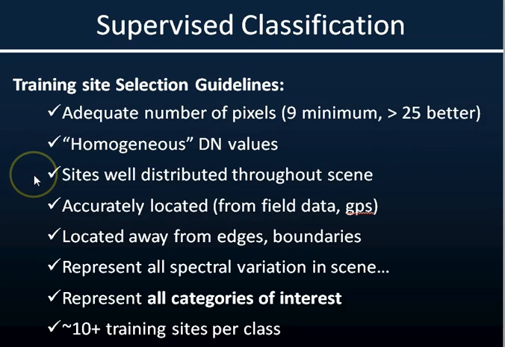Again, just like with GCPs, you'd like to have them distributed throughout the scene, and that's because the atmospheric conditions or the illumination may be slightly different in different parts of your image, especially if you have images that cover a large geographic area. So say, for example, you're trying to grab spruce fir forests and you see them on the eastern side of a mountain, you also want to have spruce fir pixels to train with from the western side of the mountain, because they will look different just because of the illumination angle.